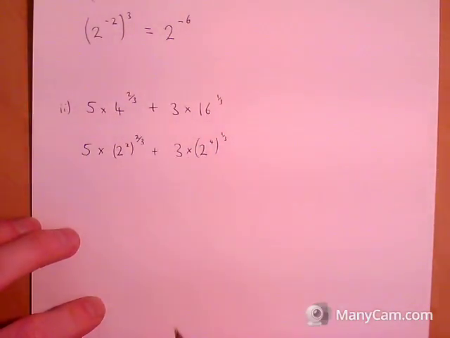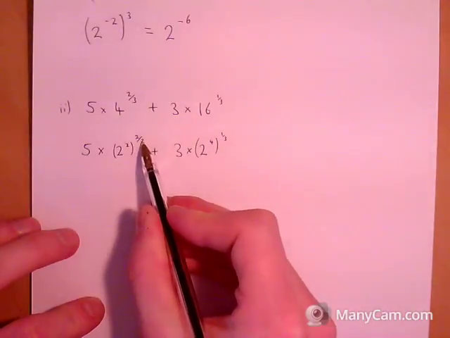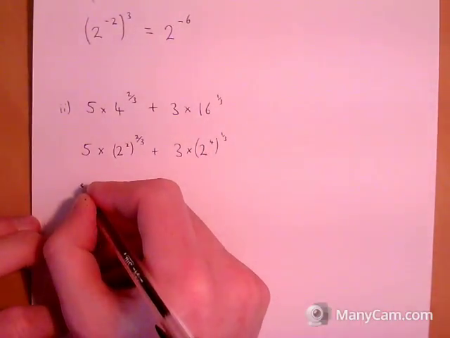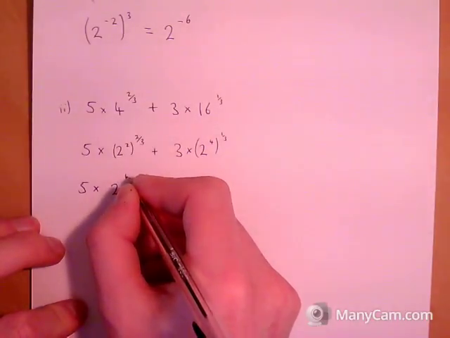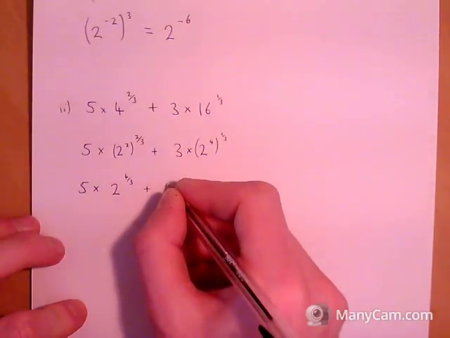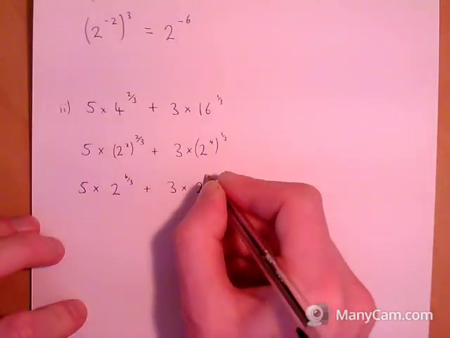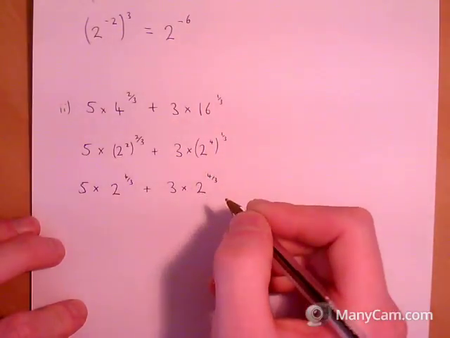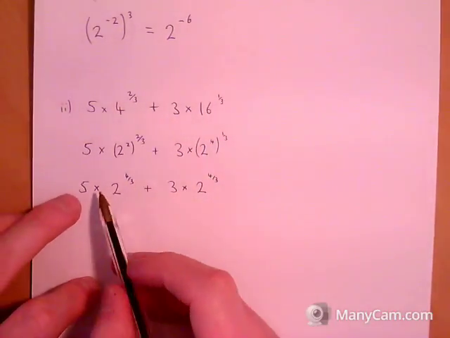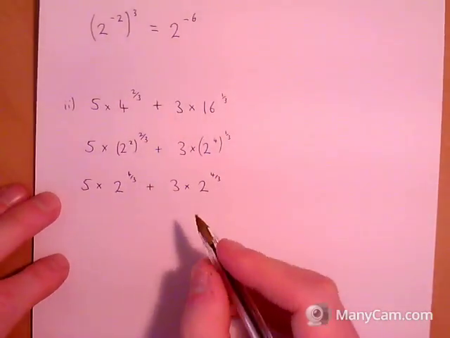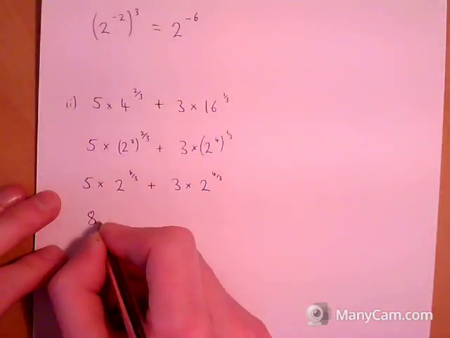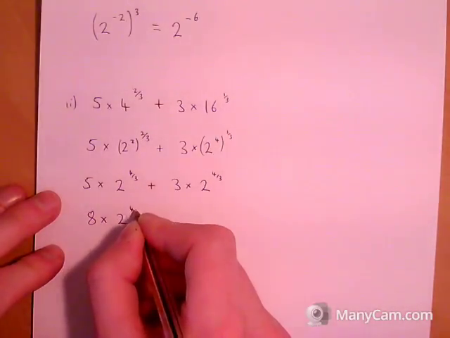And then if I simplify this part, where I've got a power to the power and a power to the power, I'd end up with 5 times 2 to the power of 4/3 plus 3 times 2 to the power of 4/3. And then hopefully you can see that I've got 5 lots of something and 3 lots of the same thing. I could end up putting those together, so I'd end up with 8 lots of 2 to the power of 4/3.